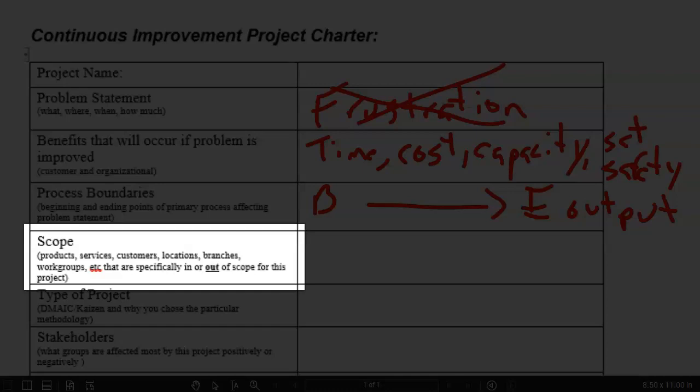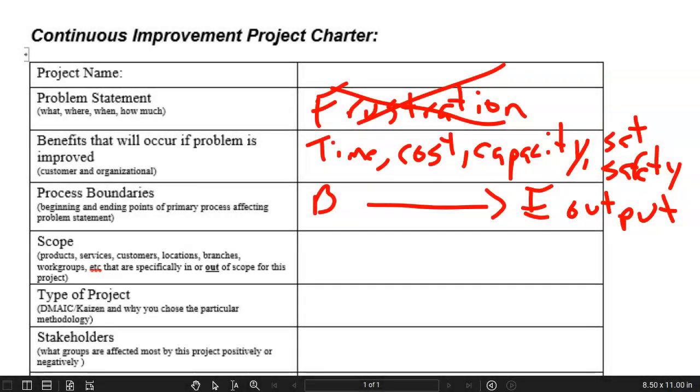Scope. Here's the interesting thing about scope in a process improvement project charter. I originally like to keep the scope statement neutral or blank and just let my process boundaries of beginning and end describe the area that we will be investigating.